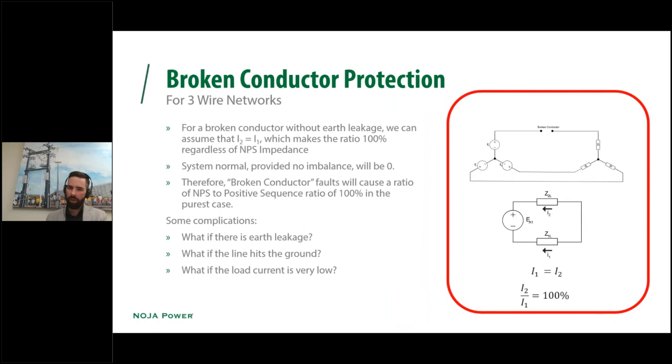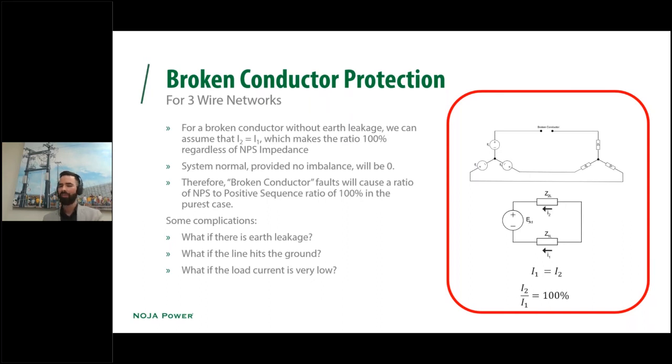So for a 3-wire network, and in this case, I'm going to assume there's no earth leakage. If you have a broken conductor, you're going to have I2 that's equal to I1. So if you wanted to operate on that metric, an I2 and I1 ratio of 100% will tell you that this is the scenario that's ongoing. So system normal, you expect around 0% because there shouldn't be very much negative phase sequence. And then when you have a broken conductor on this network type, it's going to be close to 100%, even in real world applications. So it becomes really clear, this difference between those two scenarios.